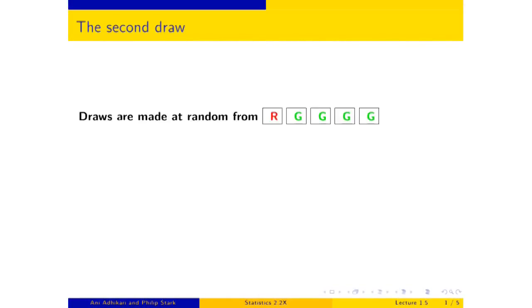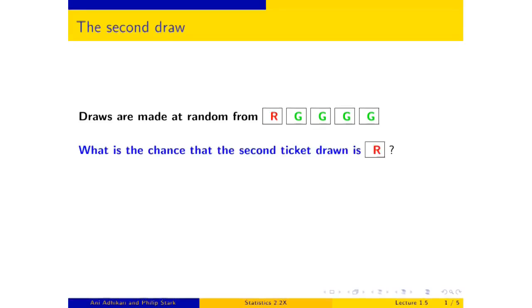The problem is simple. I have a tiny little box. It has 5 tickets in it, one of which is red and the other 4 are green. What I'd like you to imagine is that the other side of the ticket is just white. You cannot tell from the other side what color the ticket is. And I'm going to draw at random from this box, which means I'm going to shuffle and pick. And the question that I'm going to ask you is about the second draw. What is the chance that the second ticket drawn is the red one?